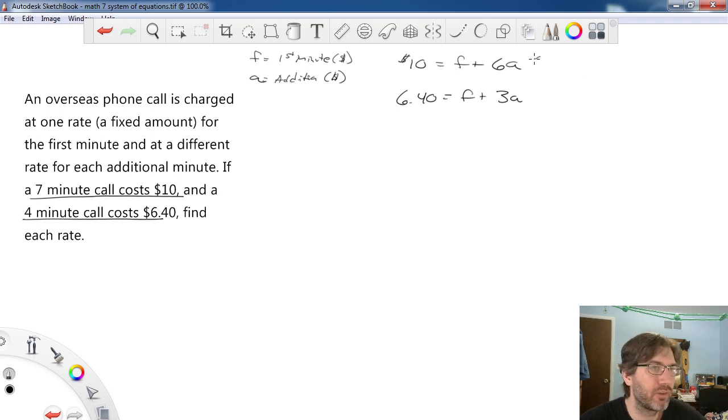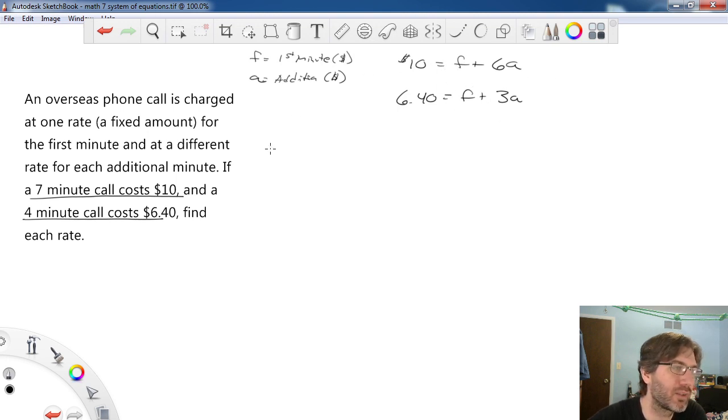I'm going to solve for F. I am not going to solve for A here because then I'd have to do some division work, and F is just the better option to solve for. It's just going to make your life a little easier, because there is no coefficient to F here, so I'm not going to have to divide by anything.